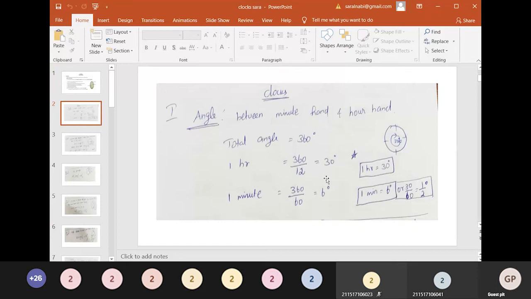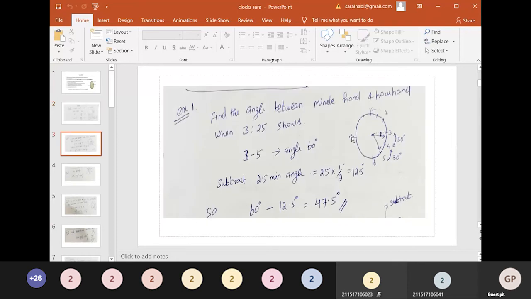So what is 1 minute? It is equal to 360 by 60, which is 6 degrees. For the hour hand, that can be written as 1 by 2 degree per minute. Listen carefully: 1 hour is equal to 30 degrees, and 1 minute of the minute hand is equal to 6 degrees. This is the basic concept, and based on that we can work out the problems.